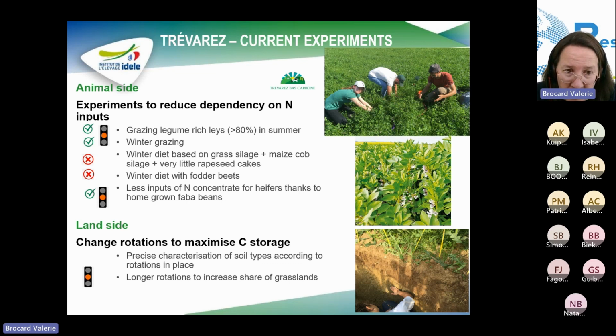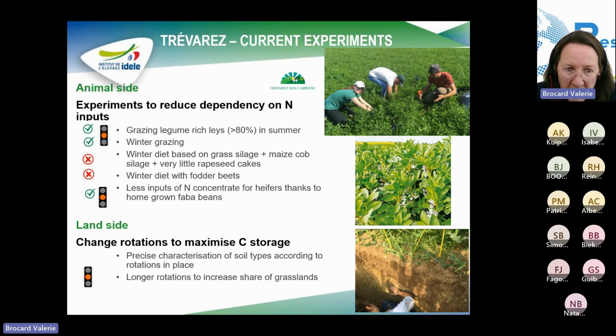We are doing the same with winter grazing. So this time we are grazing 3 or 4 hours per day during the winter. Half of the cows are grazing outside and half of the cows remain indoor. And again, we are increasing our self-sufficiency in proteins and estimating the impact on carbon footprints.